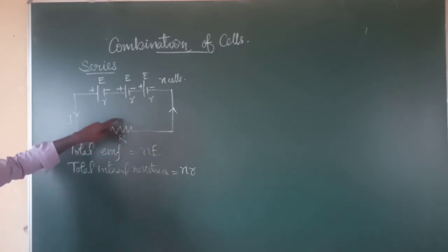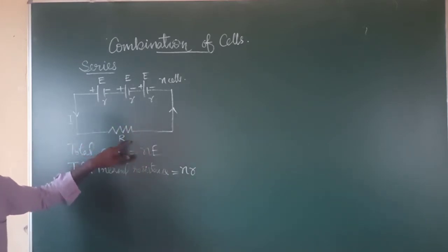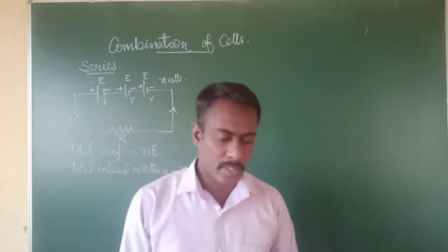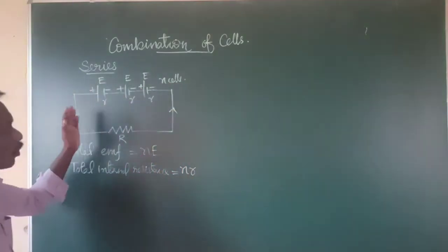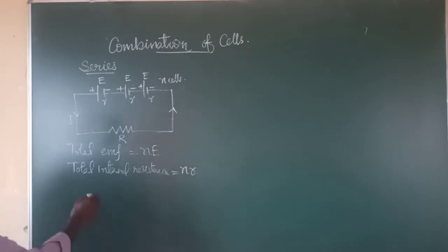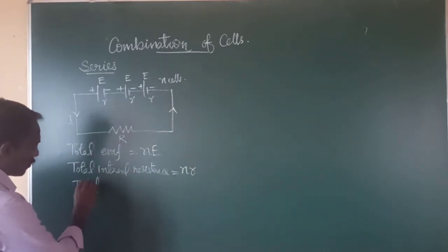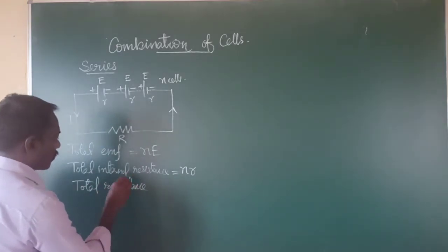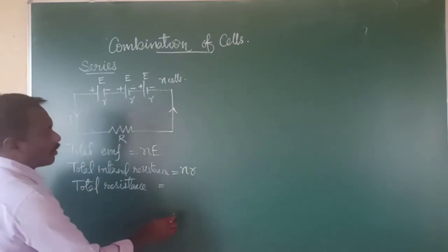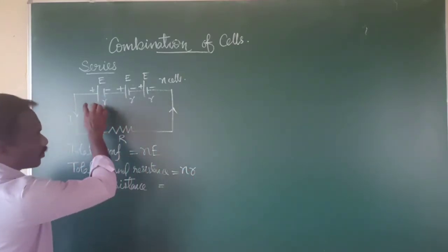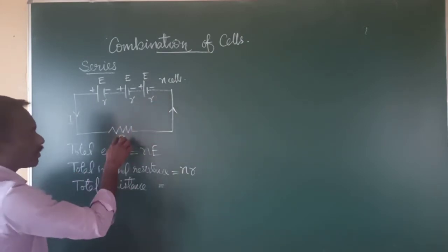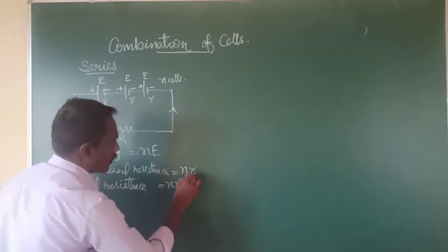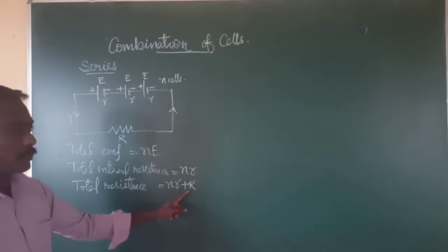Also, another external resistor R is connected to the circuit. If the external resistor R is connected, then what will be the total resistance of this circuit? The total resistance will be the total internal resistance of all the cells connected to the circuit plus the external resistance. That means we get N into r plus capital R. So N r plus R.